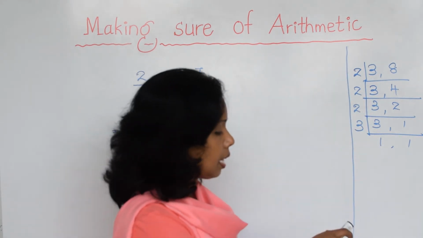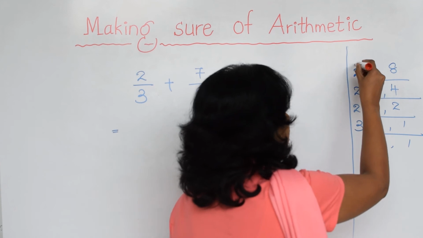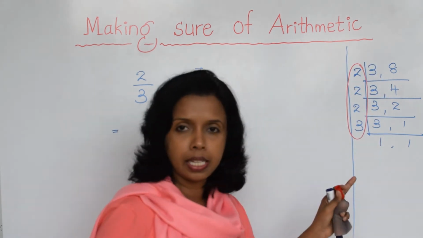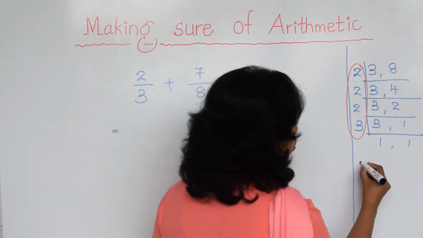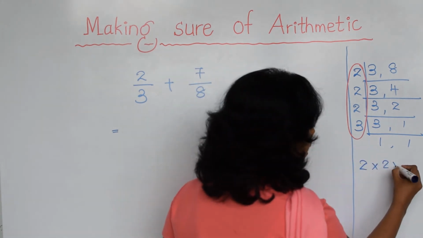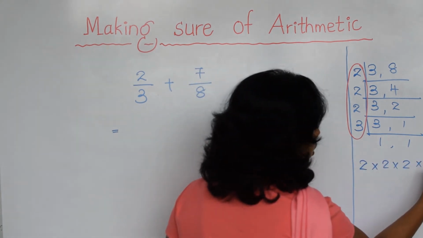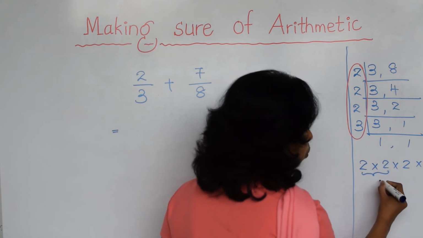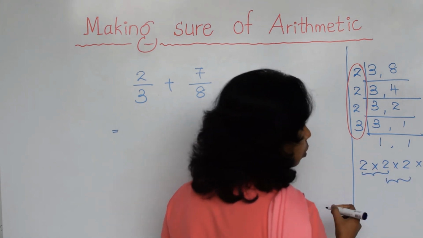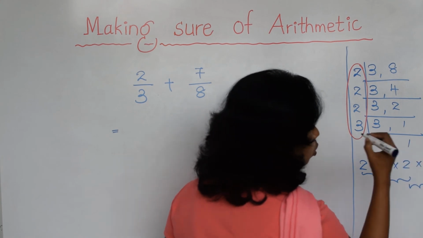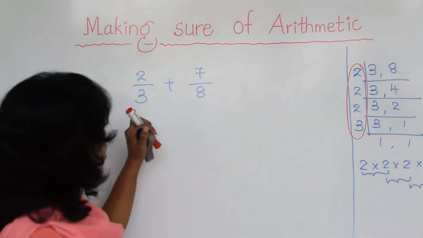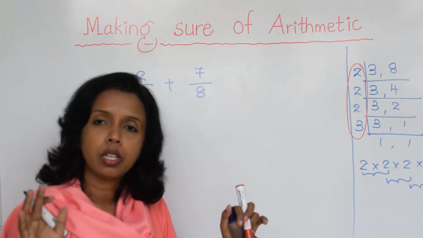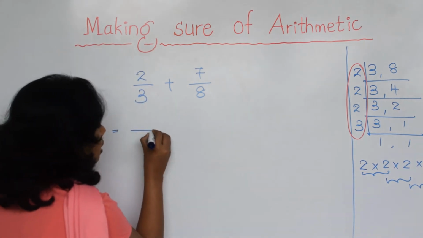So then what I ask you to do, take these and multiply them together. 2 times 2 times 2 times 3. 2 times 2, 4. 4 times 2, 8. 8 times 3, 24. Now the LCM of 3 and 8 is 24. Now look at this, how I am doing.